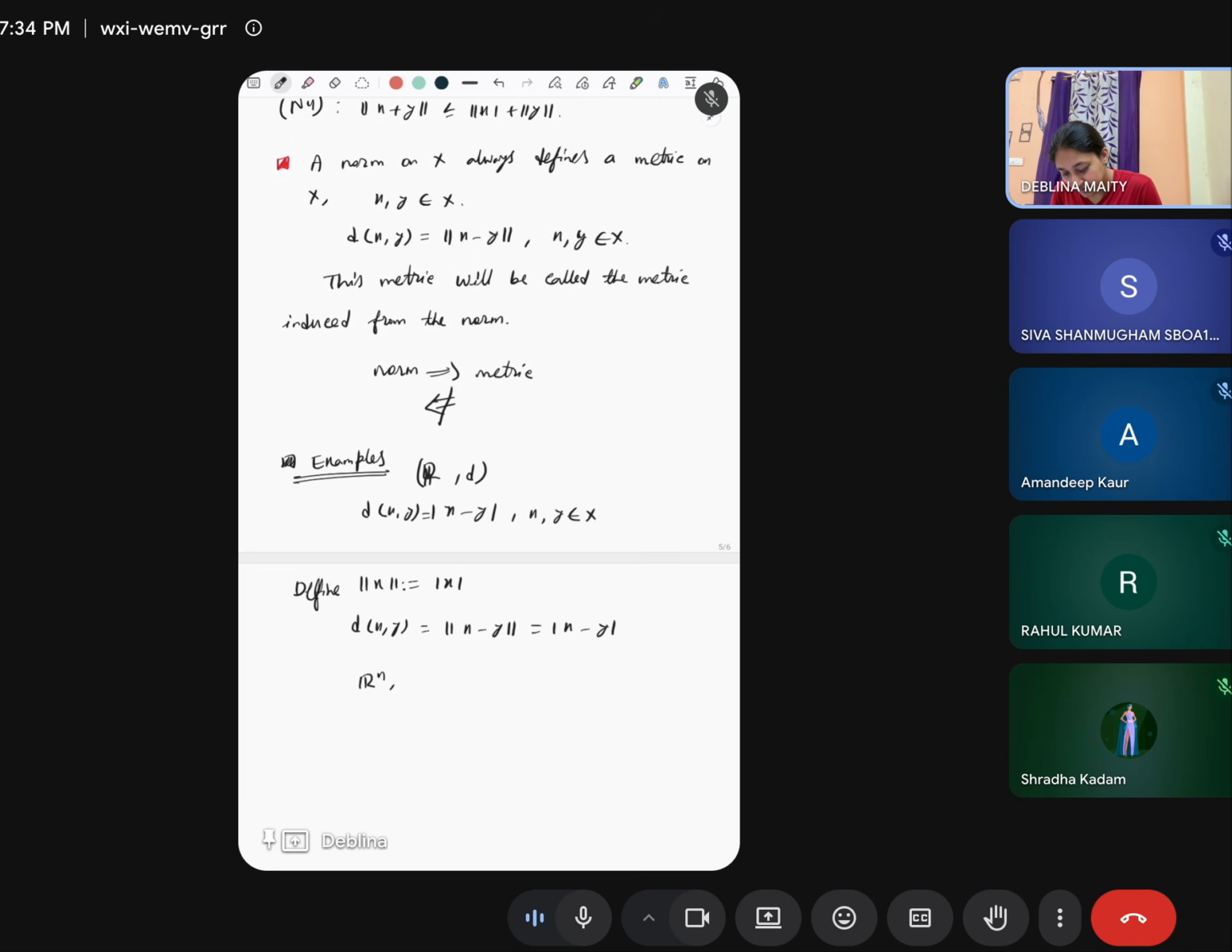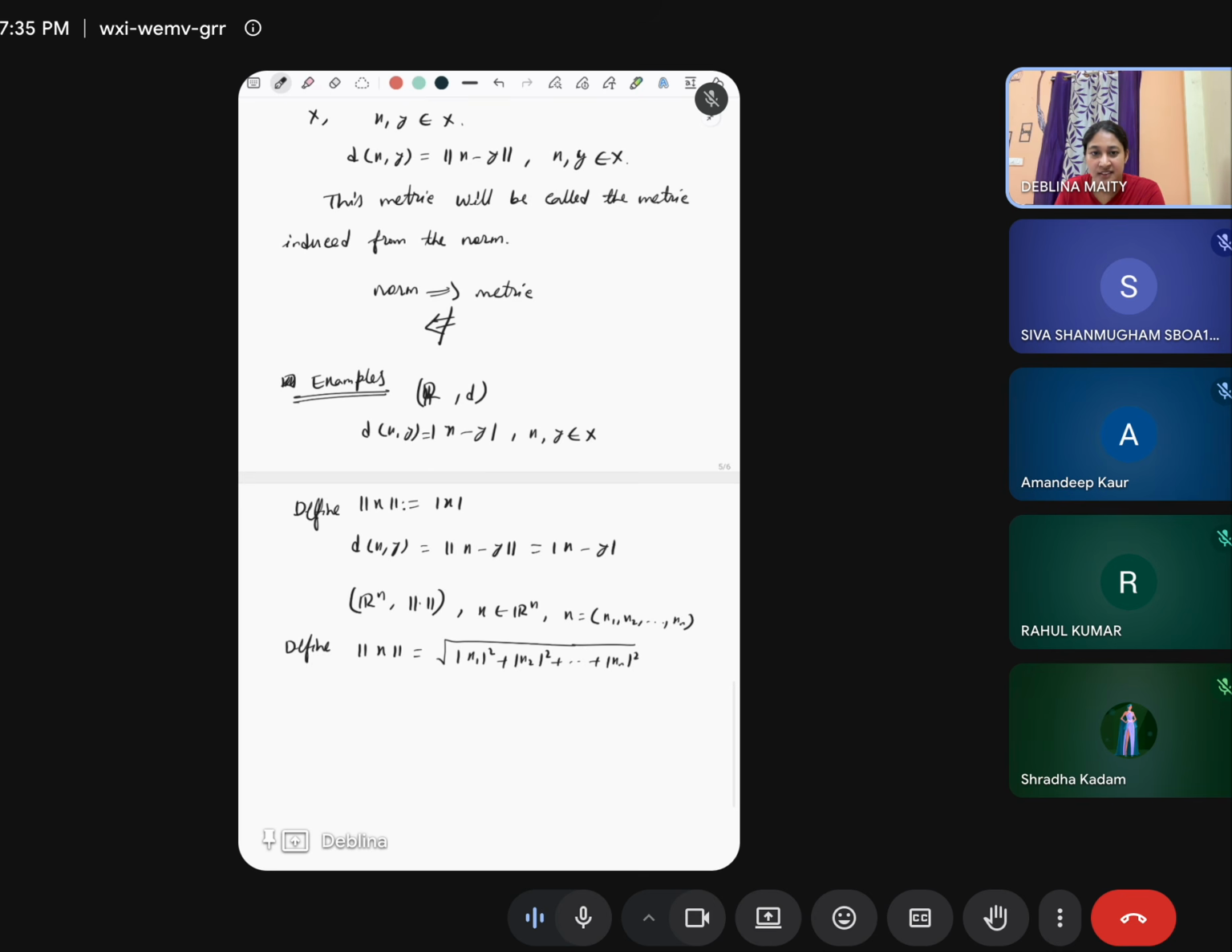And similarly in Rn, now we define this norm. I am defining the norm of x, where x belongs to Rn, which means x has n components. These are n-tuples, x1, x2 to xn, right? So norm x is defined by root over mod x1 square plus mod x2 square up to mod xn square, right? This is a norm. This will satisfy all the properties, right? This is trivial to check.